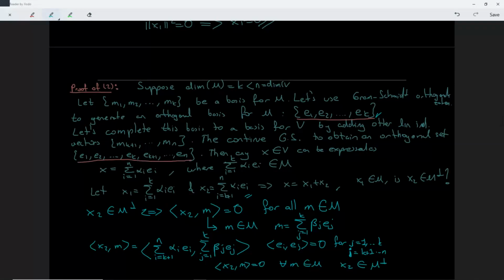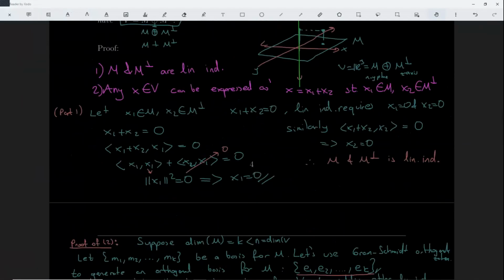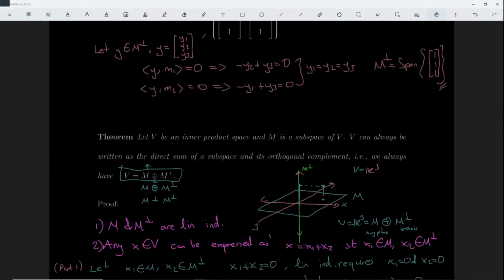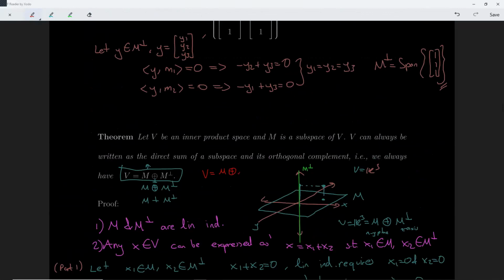And we showed that any vector in X can be written as x1 plus x2, where x1 is in M and x2 is in M orthogonal complement. Furthermore, in part 1, we showed that M and M orthogonal complement are linearly independent. Then as a consequence, V is equal to M direct sum M orthogonal complement. So any vector space V can be written as a direct sum of a subspace M and its orthogonal complement, M perpendicular.